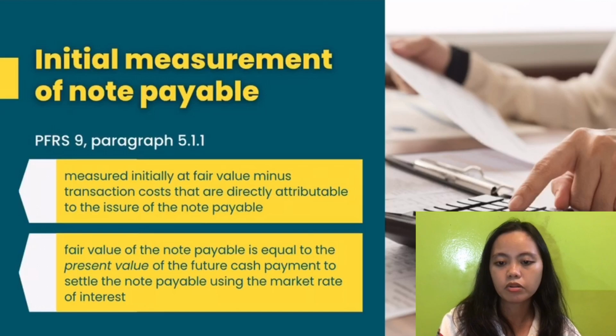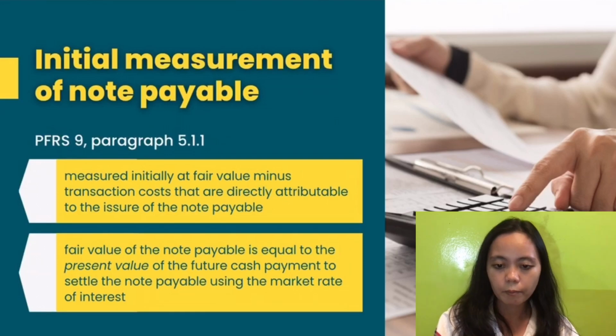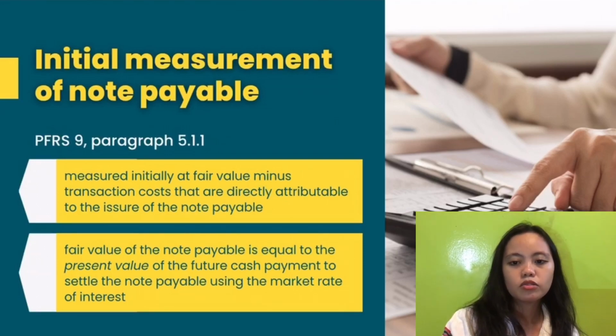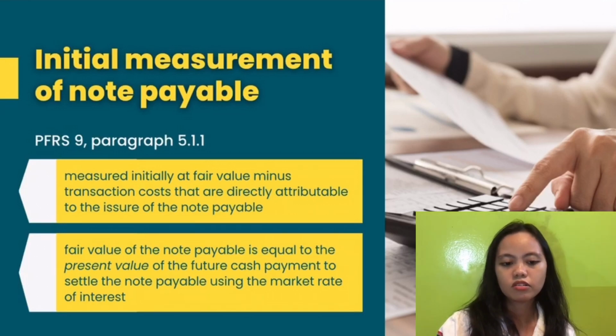However, if the note payable is irrevocably designated at fair value through profit or loss, the transaction costs are expensed immediately. The fair value of the note payable is equal to the present value of the future cash payment to settle the note payable using market rate of interest. So, to simplify, you get the fair value, then you deduct the transaction costs or directly attributable costs. So next slide please.